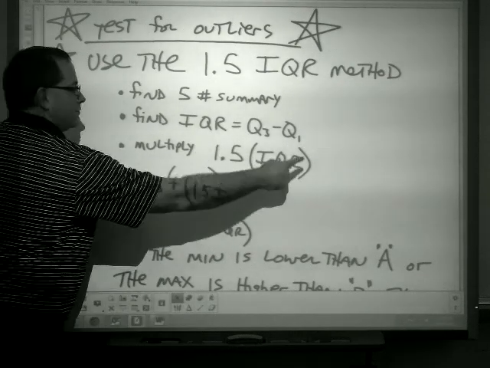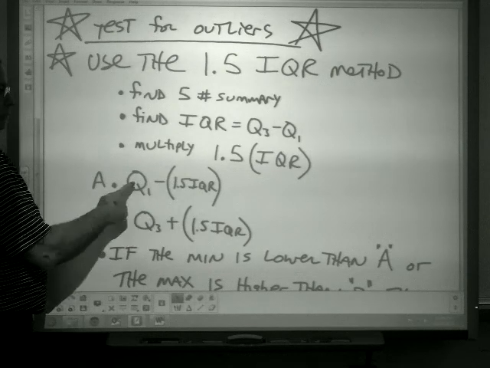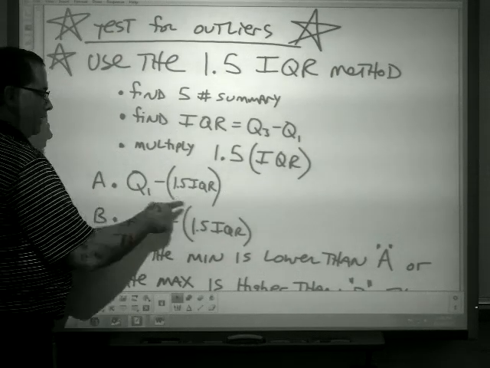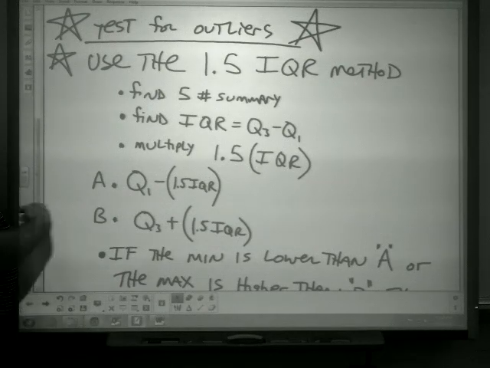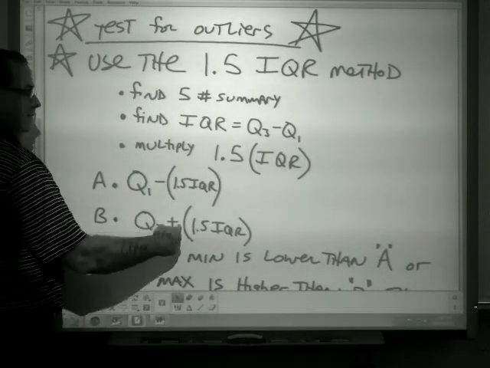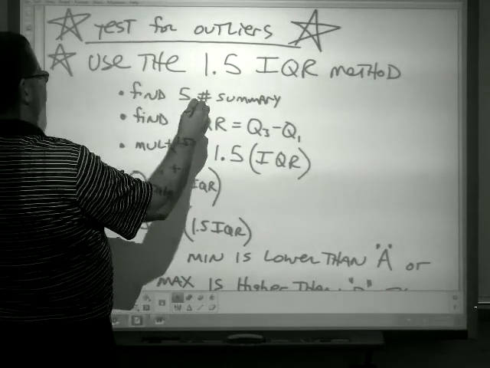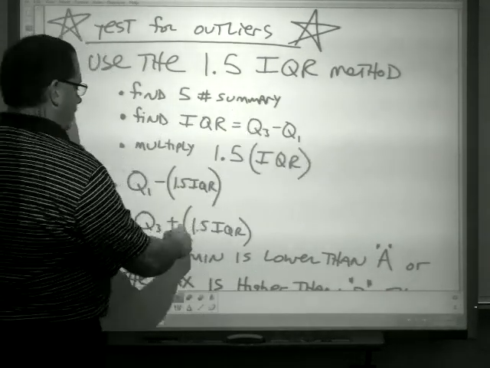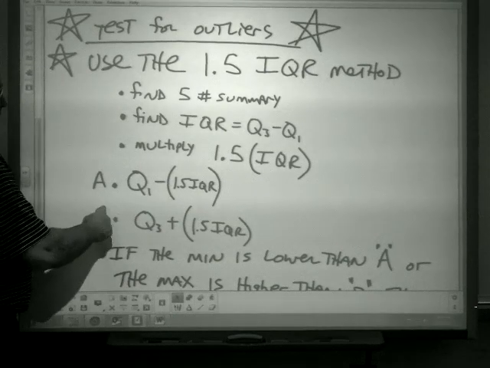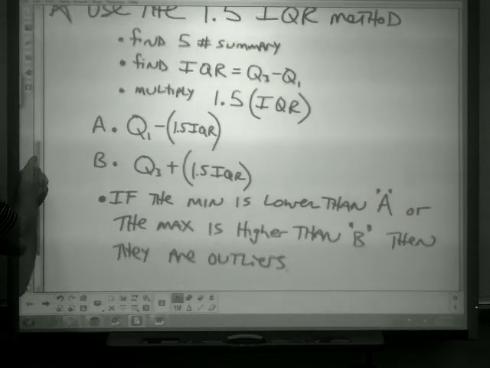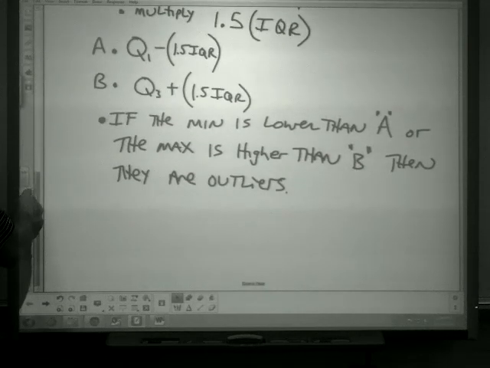Then take this value and subtract it from the first quartile. So quartile 1 minus this value, and we'll call that A. Quartile 3, we're going to add this value. So we're going to go below quartile 1 and above quartile 3, and we'll call this value B. You really don't call them A and B in the future, but for the purpose of notes, we'll call them A and B.